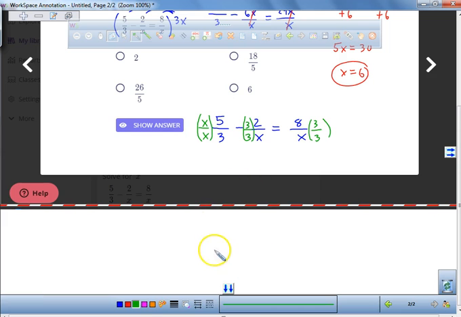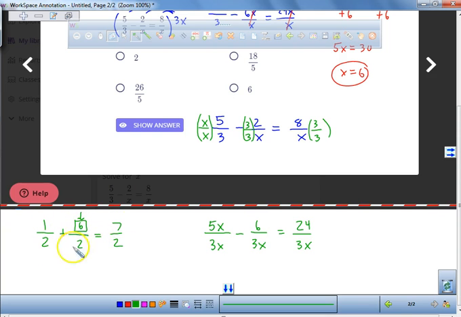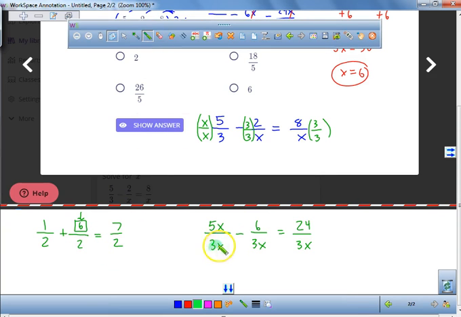Let's see what we get here. So we get 5x over 3x minus 6 over 3x equals 24 over 3x. Now, here's the cool news. In a fraction, for example, let's say I had 1 over 2 plus blank over 2 equals 7 over 2. What number would you have to plug in there? Hopefully you would know that would have to be a 6, because 1 plus 6 is 7, because these are all the same denominator. Well, if I have a 3x, a 3x, and a 3x, then I can set the numerators equal to each other.